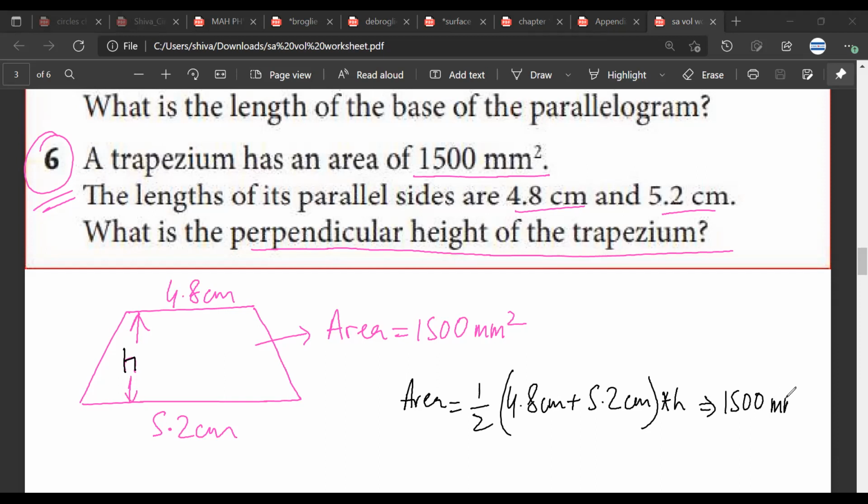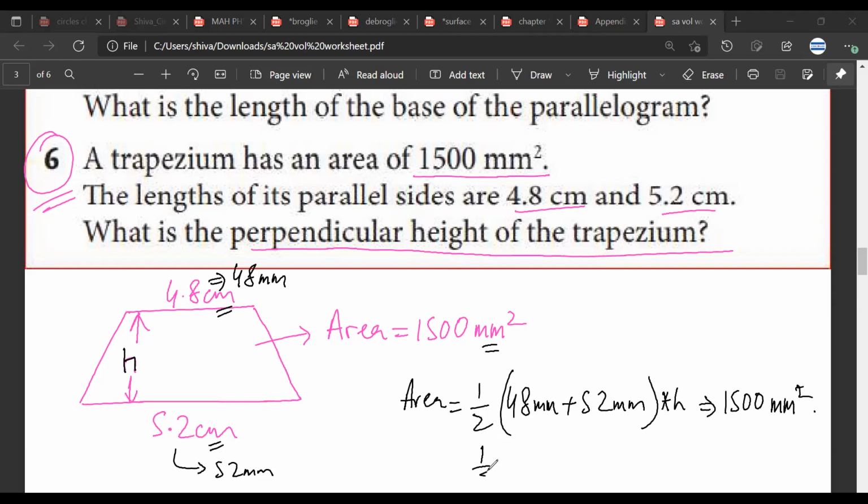Shabash. So what you are suggesting is that because this is in centimeter and this is in millimeter, it is better that we convert this centimeter into millimeter. So this would be 48 millimeter. This will be 52 millimeter. And here we should write 48 millimeter plus 52 millimeter. Mr. Satya, is it correct? Yes, sir. Mr. Sarthak, is it correct now?